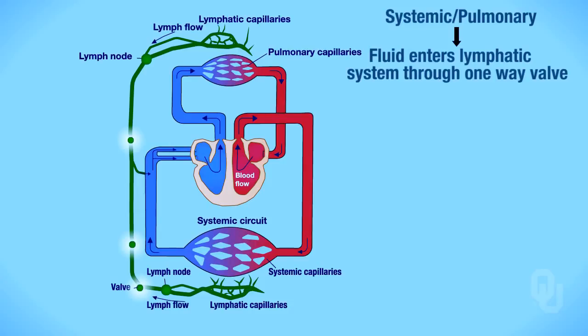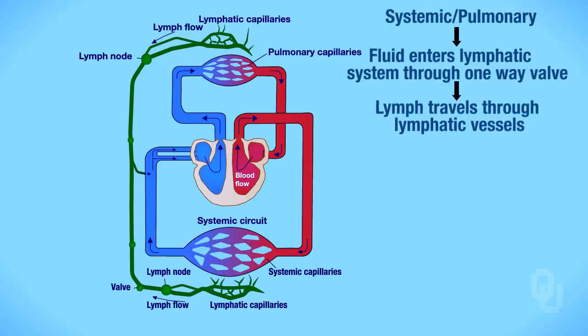After the fluid passes through the valve, the fluid is now in the lymphatic capillaries. And once the fluid is in the lymphatic capillaries, we call it lymph, since it's in the lymphatic system. The lymph will then travel through the lymphatic vessels. And there are different names for the vessels, but we will not worry about those names.